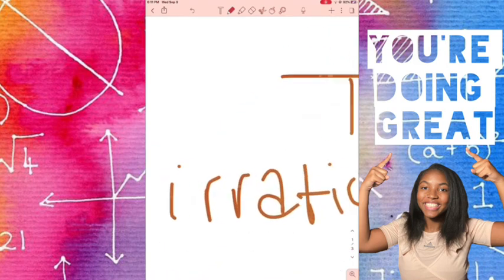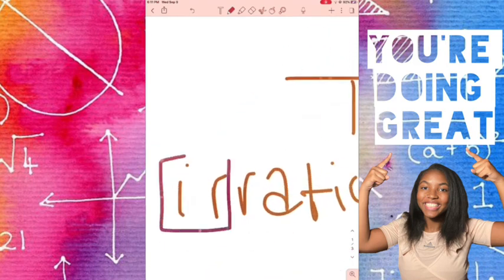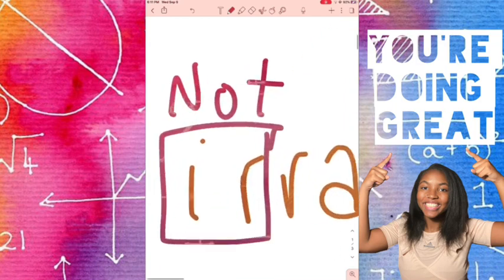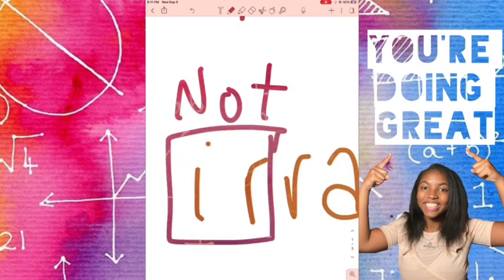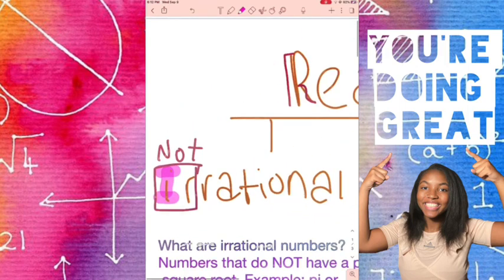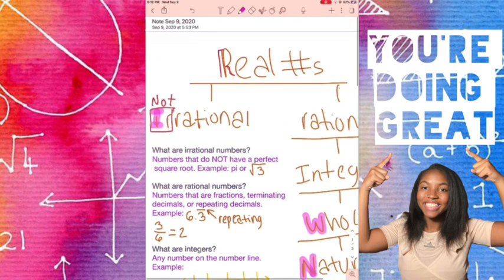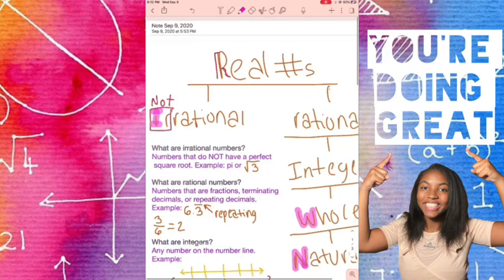Irrational is one of the easiest ones. So IR, or ear, whatever you want to call it, means not. So that's how you know it's not rational. Irrational cannot be rational. And the little abbreviation for irrational is just the I. So I highlight that as well. Here's time to copy that down.